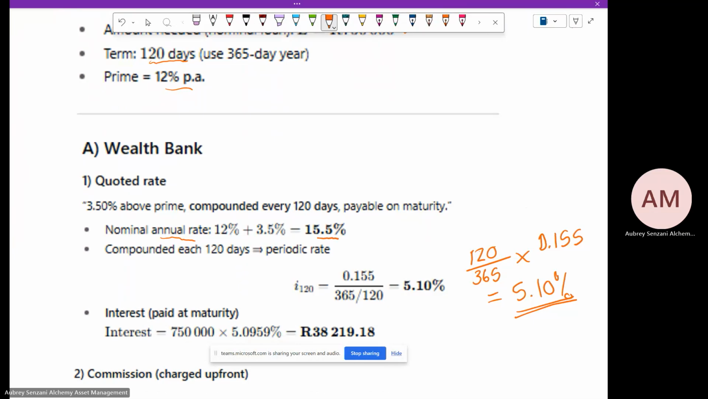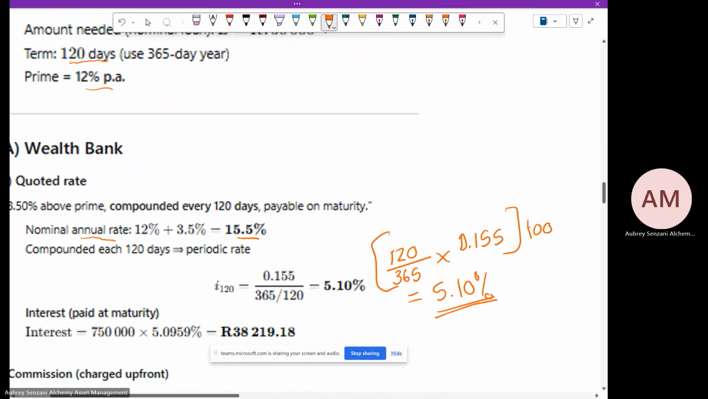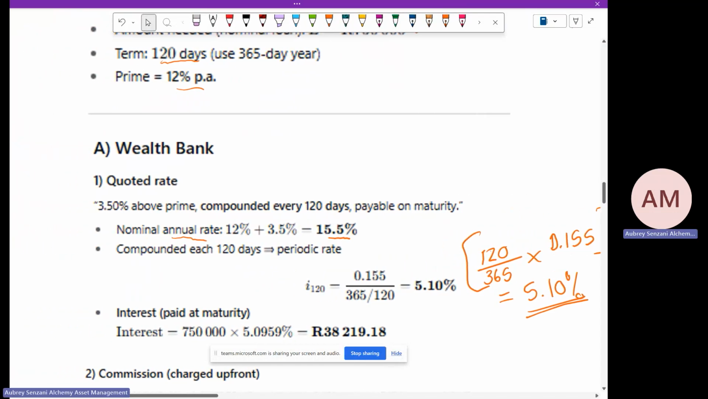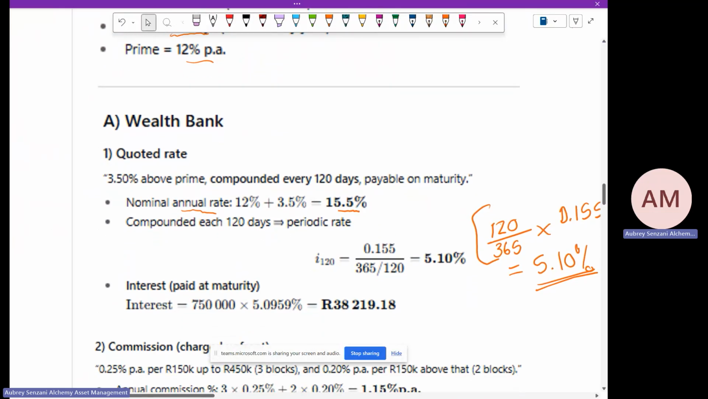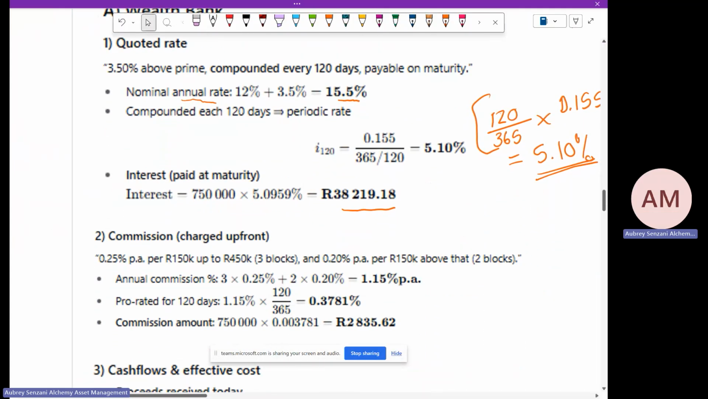And you should then also get this 5.10%, after timesing by 100 here, to make it a percentage. So then the interest that is paid at maturity. We've got two costs here when it comes to this particular bank, Wealth Bank. We have the interest that must be paid, and we've calculated the interest there. We also have the commission that is being charged.